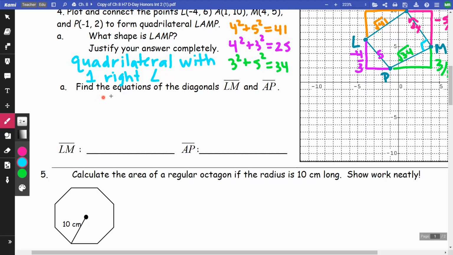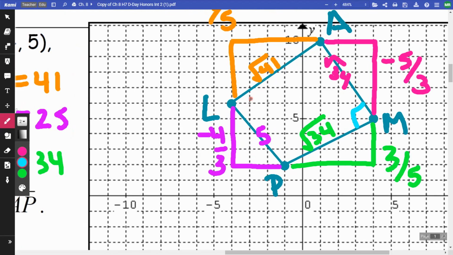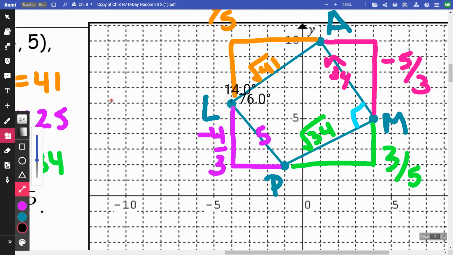So find the equations of the diagonals LM and AP. So let me come to my picture. So LM. So I'm going to draw that in black. I'll kind of do it as kind of a gray here. Actually, let me do a line segment here. So LM, I'm going from here to here. And we want the line segment.